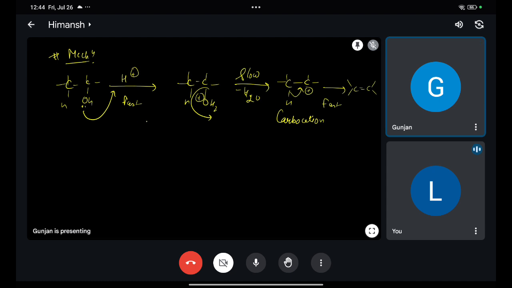Then H2O will be eliminated from this carbocation and then double bond will be formed. This is the mechanism. By H2O I have just shown over here that it is eliminating. Minus is not a charge. Whenever oxygen takes 2 electrons and gets H2O, got it.